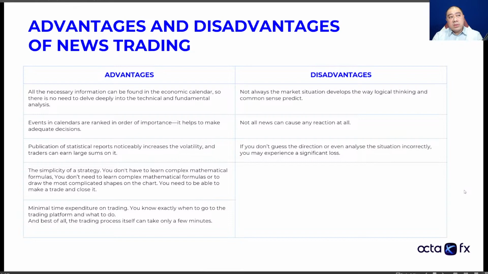And the other advantage is the simplicity of a strategy. And this is probably true. I have to say it's true. You don't have to learn complex mathematical formulas. You don't need to learn complex technical analysis, to draw the most complicated shapes on a chart. You just need to be able to make a trade and close it. It's as simple as that. And in part, it's true. It's very simple. Even for experienced traders, on how we actually trade the NFP numbers, those that want to trade the NFP numbers, like how we usually do it every month, we basically just boil it down to a simple strategy, and that's basically using the stop orders.